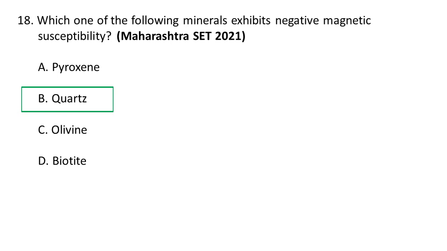Magnetic susceptibility is a measure of how much a material becomes magnetized when exposed to a magnetic field. Diamagnetic materials have a negative magnetic susceptibility and they align against the magnetic field. So that's why quartz exhibits negative magnetic susceptibility. B is the correct option.